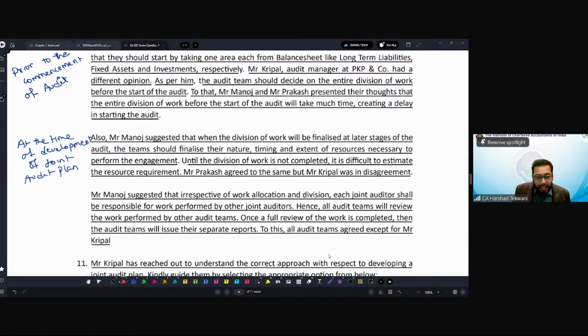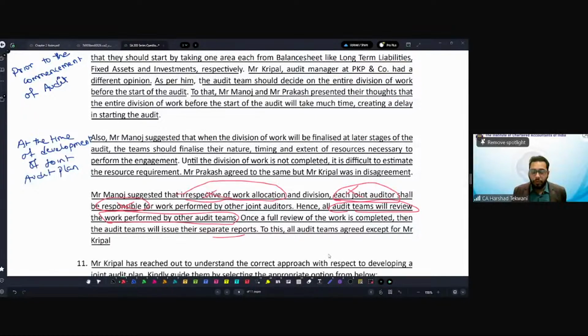So when they say irrespective of the work allocation each joint auditor shall be responsible, that is wrong. That is not correct. The respective joint auditor will be responsible for his work, and audit teams will review the work performed by other audit teams. That is also wrong. They are not required to review. It is not necessary to review.